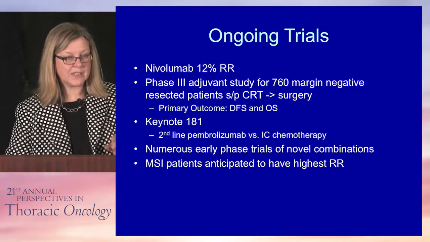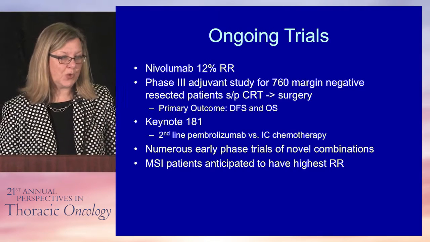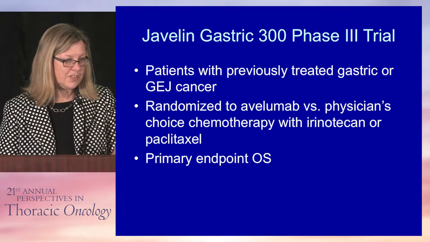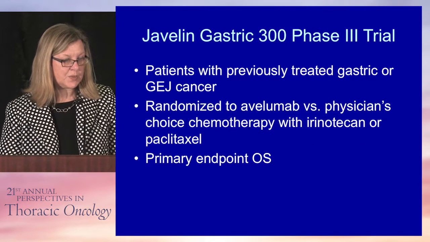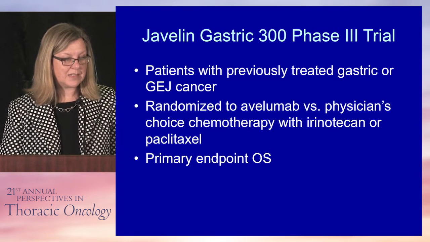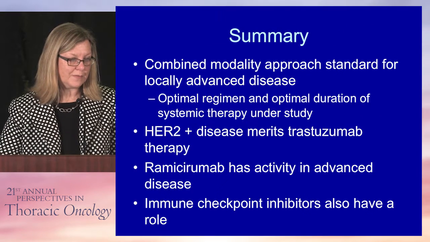MSI patients are expected to have the highest response rate, and we tend to reach for immunotherapy earlier in those patients. And in the Javelin trial, patients with previously treated gastric or GE junction cancer are randomized to avelumab versus physician's choice. The primary endpoint there is also overall survival.